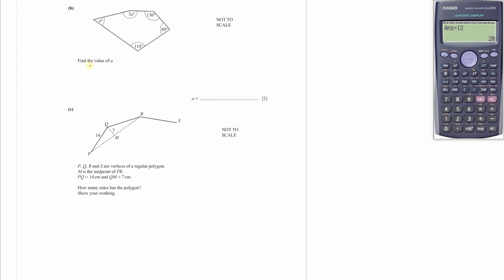Part B is find the value of A. So how many sides do you have? 1, 2, 3, 4, 5 sides. So let's first find the sum of all angles, which equals n minus 2 into 180. N here is 5. So 5 minus 2 into 180, which is 3 times 180. So 3 into 180 will be 540 degrees.